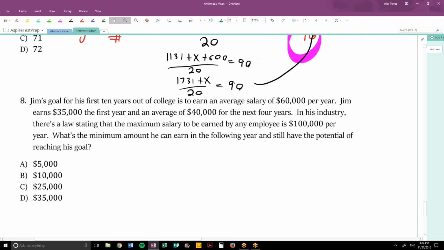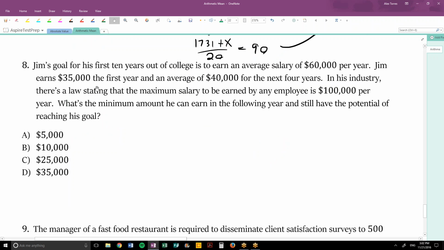Number 8. Jim's goal for his 10 years is to earn a salary of $60,000. He earns $35,000 his first year. Instead of saying $35,000, I'll just say 35, and the math will come out the same. Plus $40,000 for 4 years. So far we've talked about 5 years: the 1 year that had a 35 and the 4 years that had 40,000. Then we're going to talk about the year that we're wondering about, because the question says, what's the minimum amount that he can earn in the following year? So X is the following year. But at this point, we have 1 year plus 4 more plus 1 more, so we have 6 years.